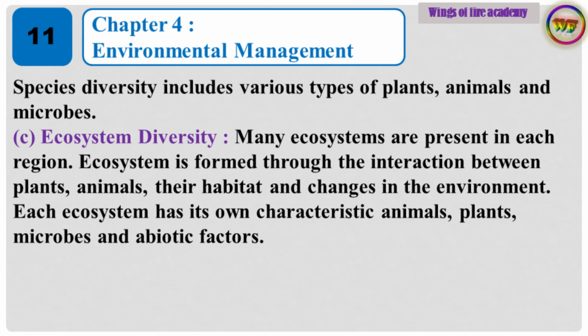Species diversity includes various types of plants, animals and microbes. Section C. Ecosystem diversity. Many ecosystems are present in each region. Ecosystem is formed through the interaction between plants, animals, their habitat and changes in the environment. Each ecosystem has its own characteristic animals, plants, microbes and abiotic factors.